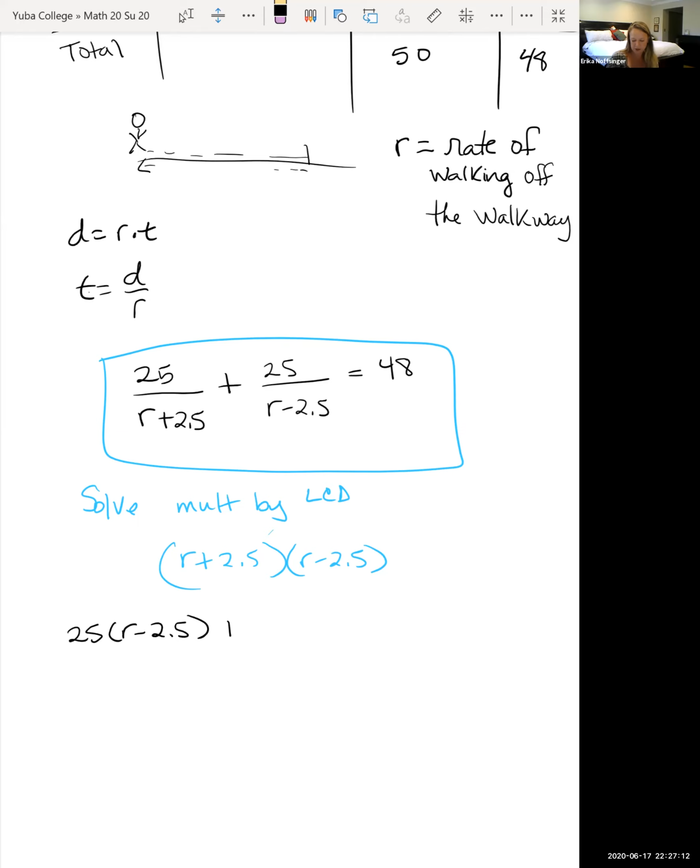Plus, when we distribute the LCD to the second fraction, the r minus 2.5s cancel and you're left with 25 times the quantity r plus 2.5, which is equal to 48 all times, well, unfortunately nothing cancels there, but I noticed that that's a difference of 2 squares factored. So that's r squared minus 2.5 squared, which is 6.25.